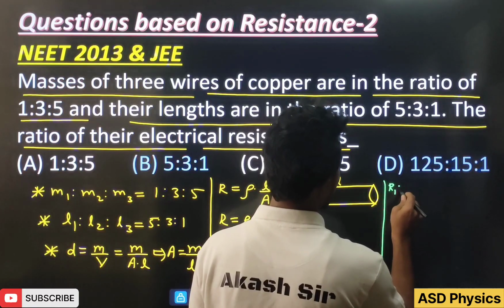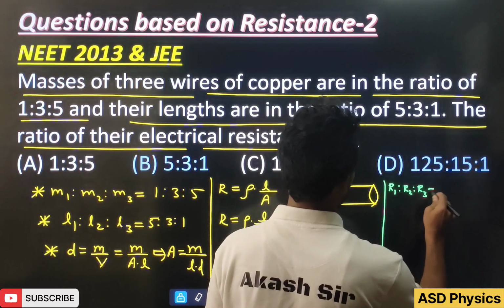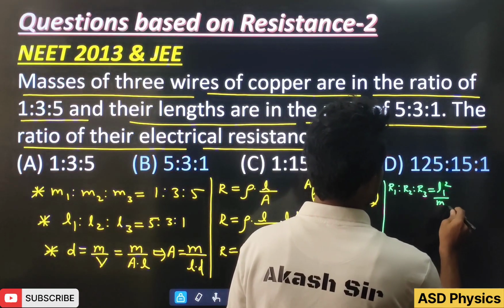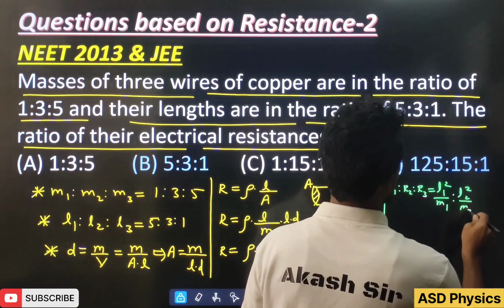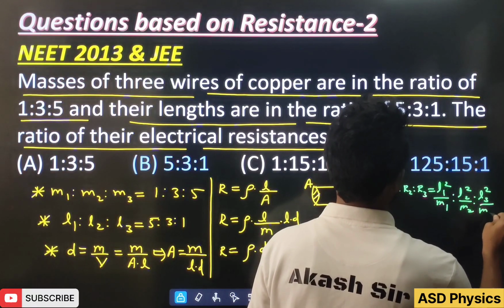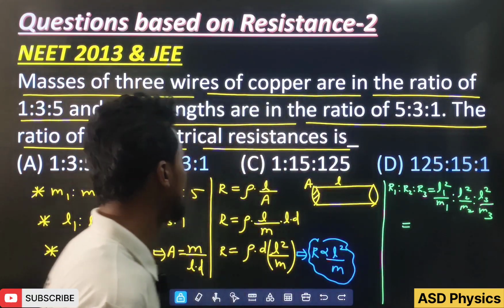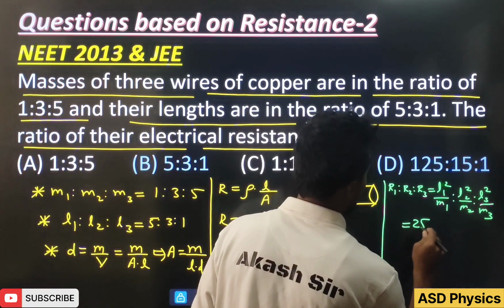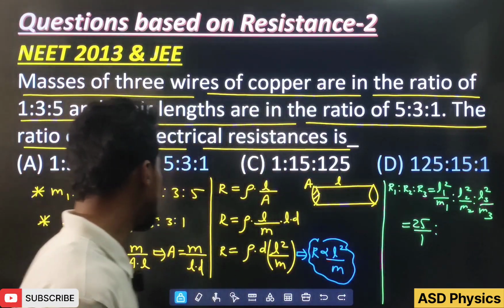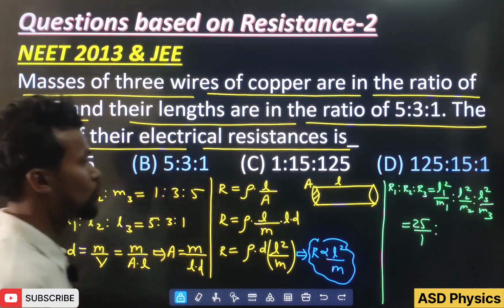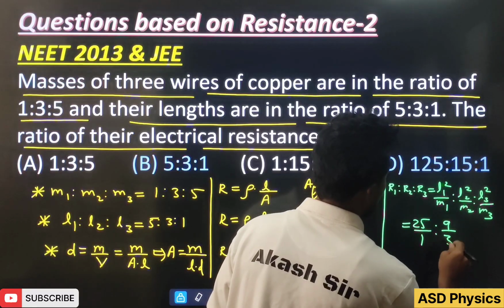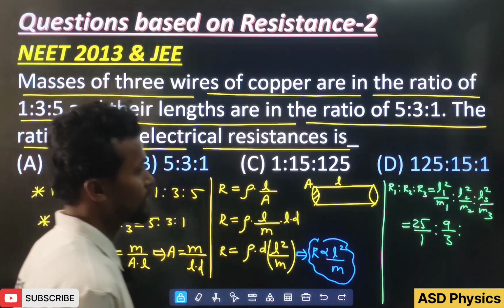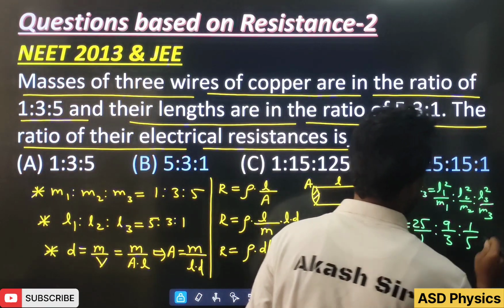So we can write R1:R2:R3 as L1 square by M1 is to L2 square by M2 is to L3 square by M3. L1 square by M1 means 5 square by 1, that is 25 by 1. L2 square by M2 means 3 square by 3, that is 9 by 3. L3 square by M3 means 1 square by 5, that is 1 by 5.